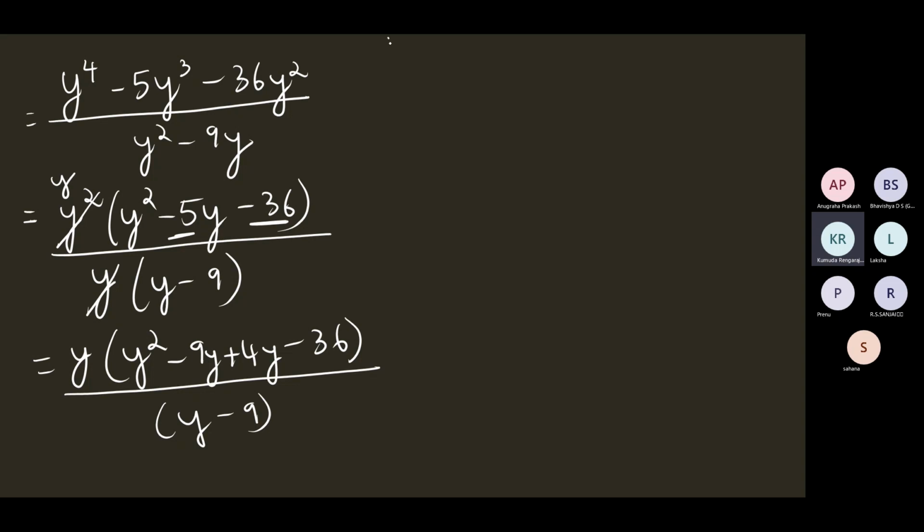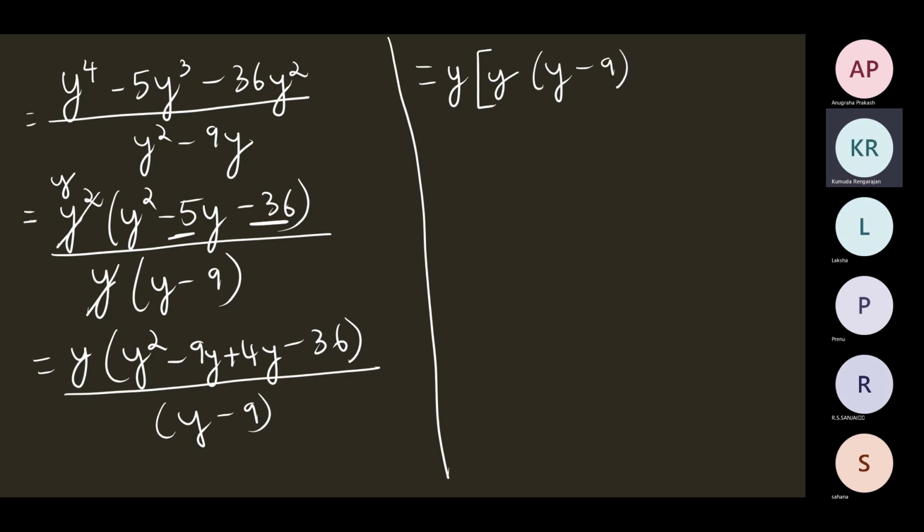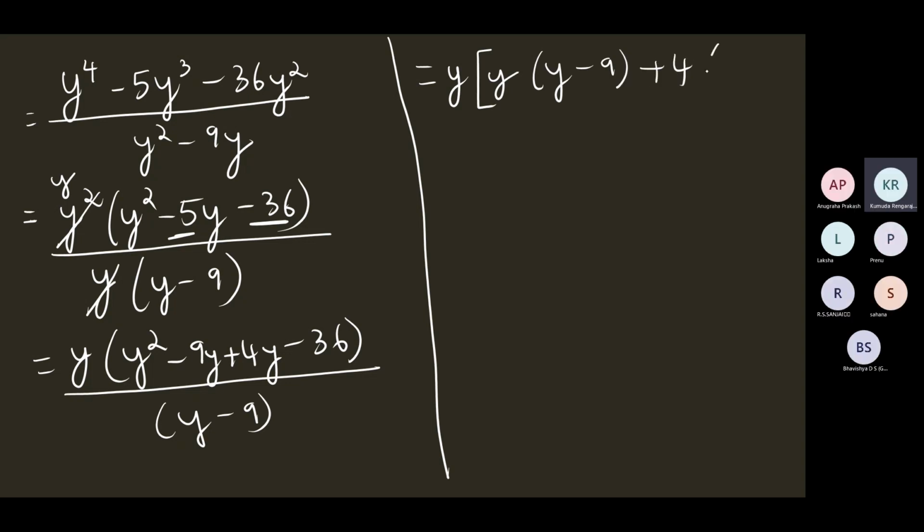Now in the numerator, you have split the middle term. So what's the next step? You'll have to group the first two terms and the last two terms. Open a square bracket. First two terms, y is common, so in the bracket, y minus 9. Then plus 4 is common, that plus sign as it is. 4 is common, y minus 9. Divided by y minus 9. Now at this stage, you should not cancel this.